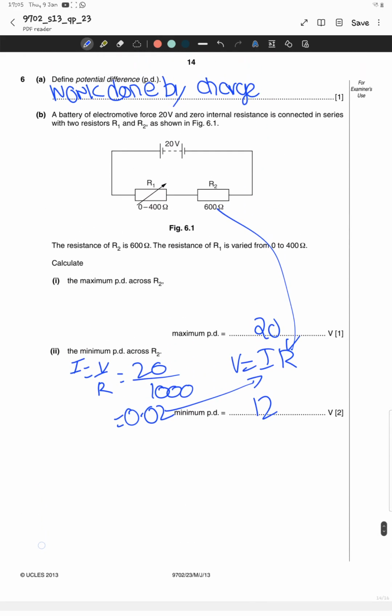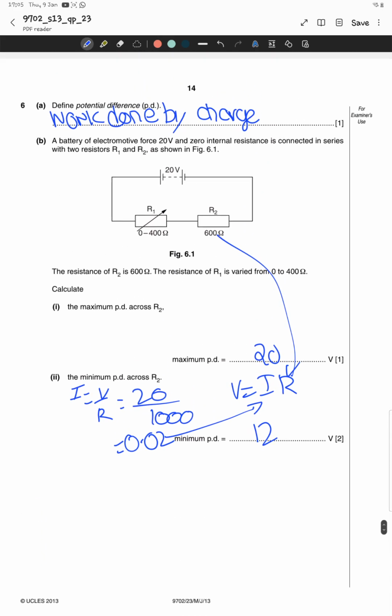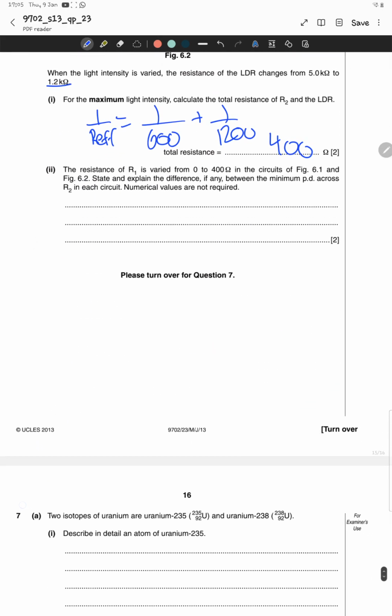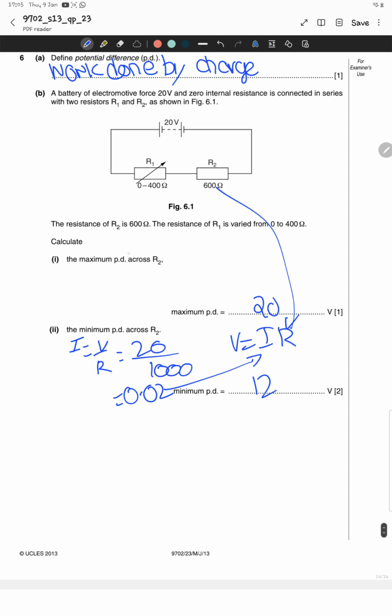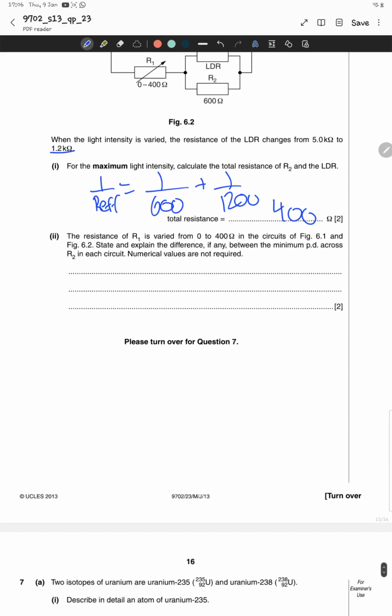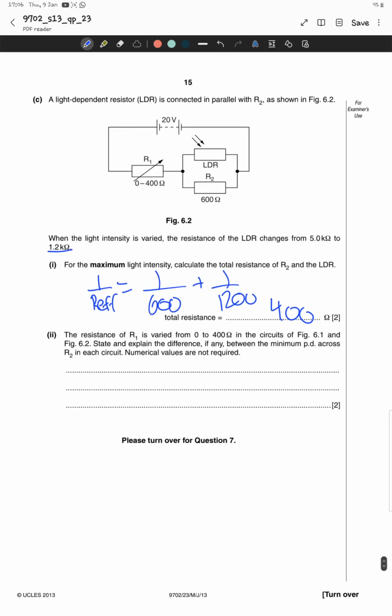Okay, so in the first circuit, if you increase the resistance, that means the potential difference across R2 will drop. Initially, when the resistance of R1 was 0, the potential difference across R2 was 20, as we calculated, but when the resistance got maxed out, it was 12. So as resistance increases, the voltage across R2 will decrease. And that's for the first circuit.